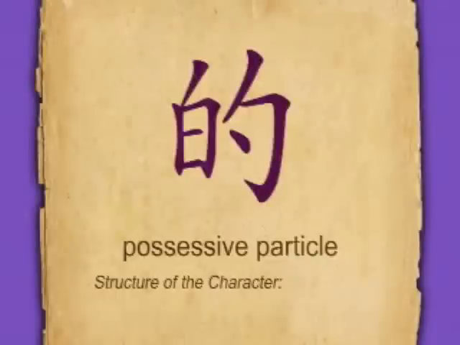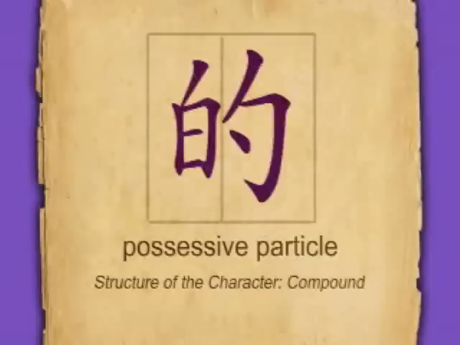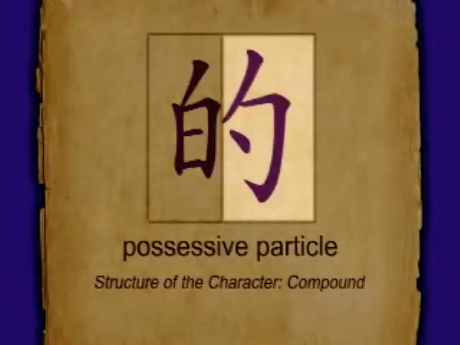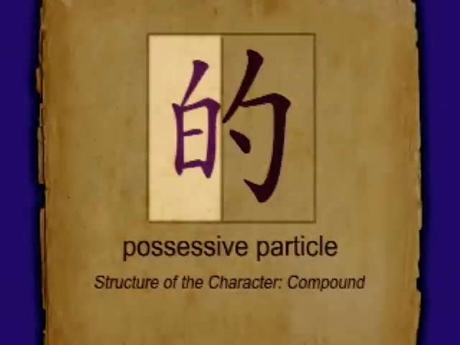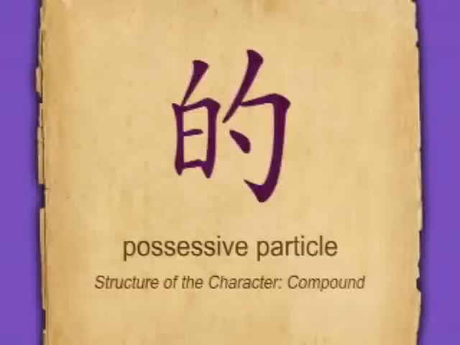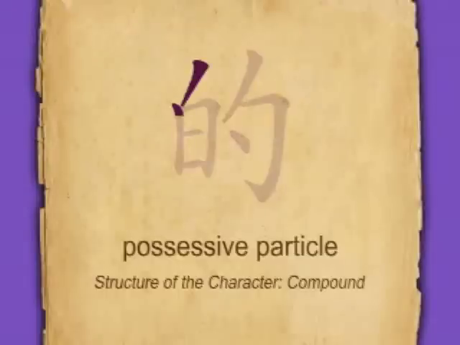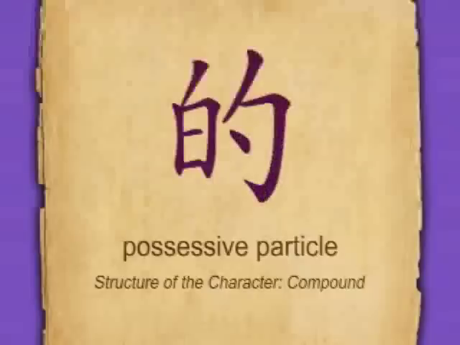The possessive particle word, what type of structure do you see in de? Correct. It is compound. You can easily see the left and right parts of the character. Does the left part look familiar? Do you recognize the character bai, meaning the color white? How many strokes are used to write de? De has 8 strokes. Let's go over the things we've learned in today's lesson.